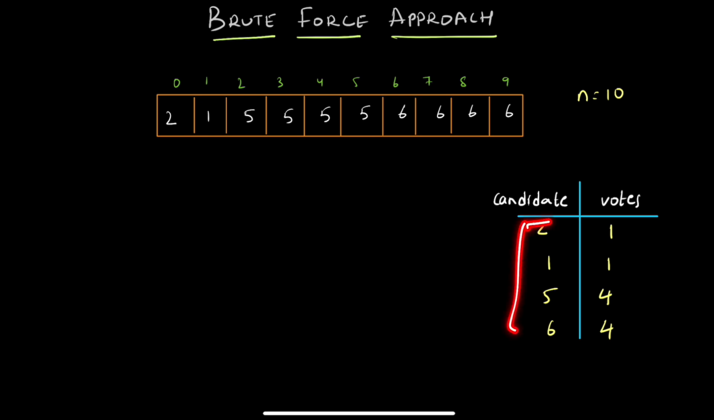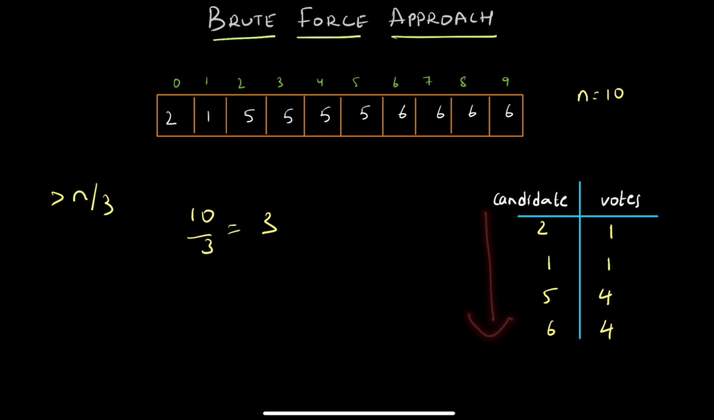And I have done the pre-computation. That is, I have stored all the individual candidates' votes here, right? Now what we need to find? We need to find the candidates having votes greater than n by 3, right? Now what will be the value of n by 3? Since we have been given an array of size 10, if we divide 10 by 3 and take the integer division, then the value will be 3. Right. Now we need to check for each candidate whether we are getting votes greater than 3.